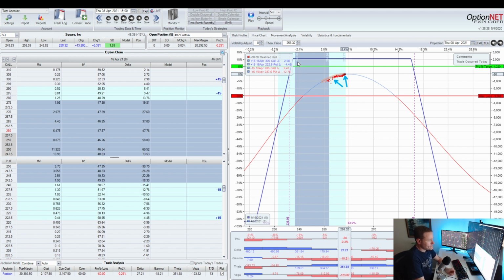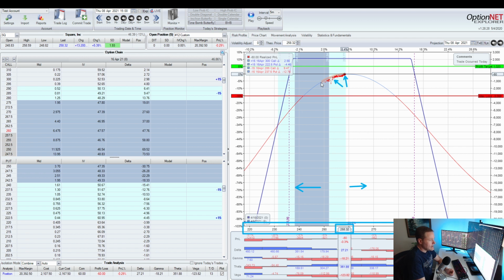as the underlying moves up and down throughout the day. Across the bottom of our risk graph here, this is actually telling us what the price of the underlying is. So you can see at the time we put the trade on, Square was trading at $258.32. And obviously if Square trades higher in price, then it's going to move that direction. And if it trades lower in price, it's going to move that direction.